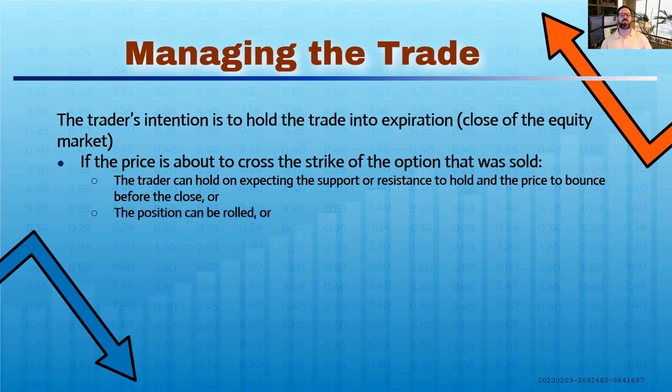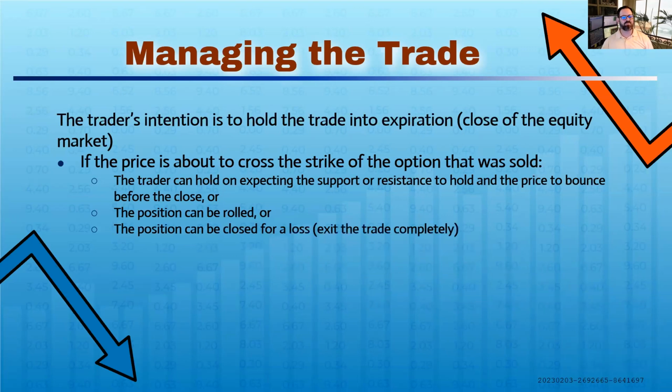The roll would be you close the position that you're in as a loss and reopen a new position in options that are expiring the next day. Unfortunately, by doing that, you're increasing your risk, but you are going to be collecting more premium that can offset the loss that was just taken. Okay.